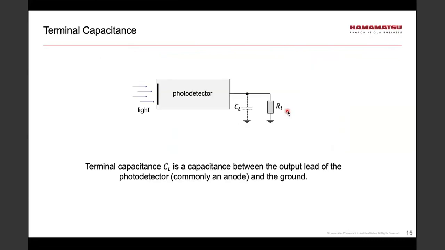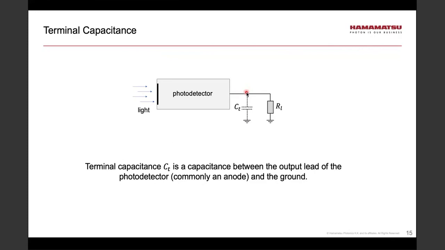Let us now discuss another property of a photodetector, which is terminal capacitance, and what that capacitance does to our detection. Again, we have our generic photodetector with a lead where current either flows out or in, depending on the detector. If I were now to measure capacitance between that lead, let's call it the anode, and the ground, that capacitance would not be zero. It would be something, and that capacitance is known as terminal capacitance.